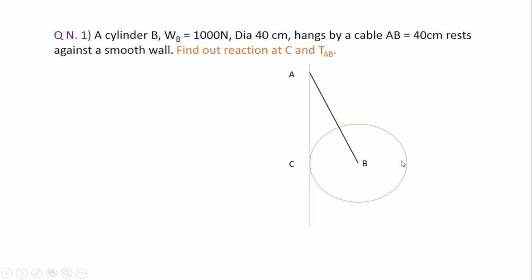A cylinder B of weight 1000 Newton and a diameter 40 centimeter hangs by a cable AB of length 40 centimeter, resting against a smooth wall. Find out the reaction at C and tension in AB. So this is the given question.